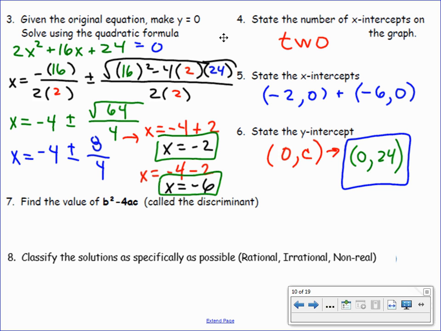Well, we already did that. That b squared minus 4ac, we already evaluated that once inside my radical. That's when we did the 16 squared minus 4 times a times c. And we got the result, and that ended up being 64. Wasn't that 64?